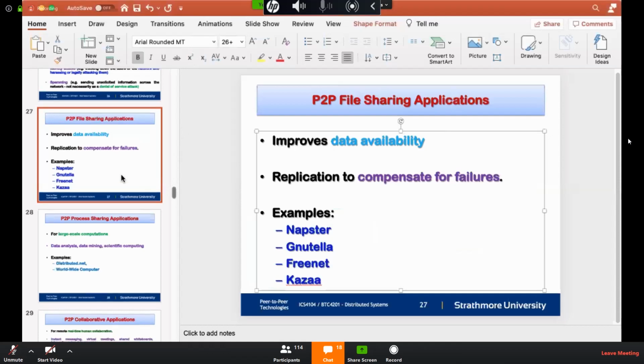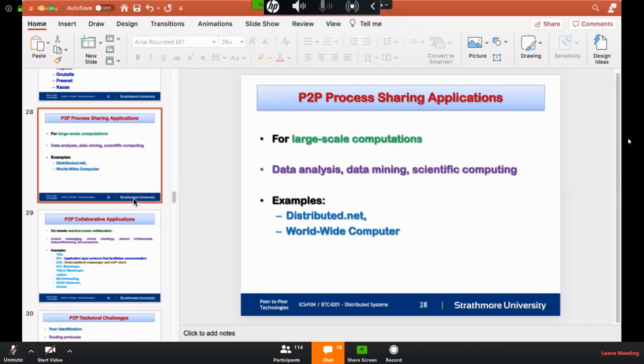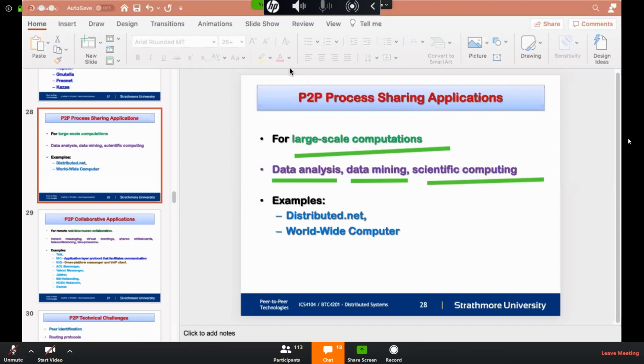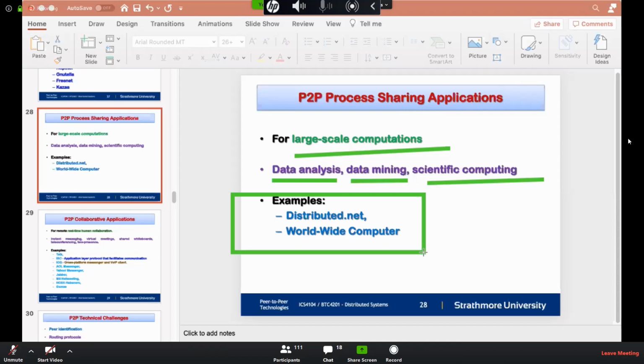Then, in sharing applications, we have large-scale computations. If I have something that I want to compute and I don't have enough processing power, I can have that done in different locations. So large-scale computations can be done. We can do data analysis, data mining, scientific computing. Some of these capabilities we can have on Distributed.net, worldwide computer, and so forth.